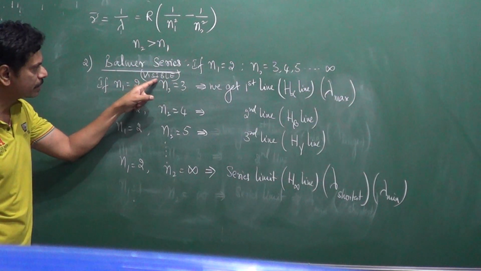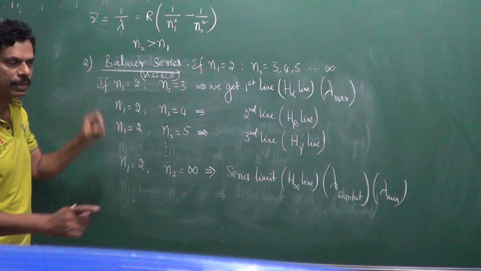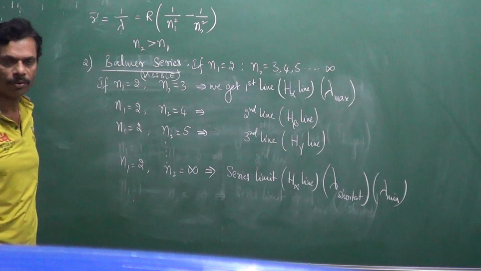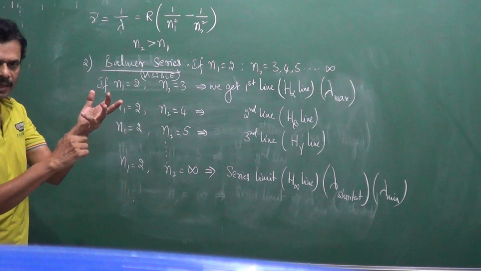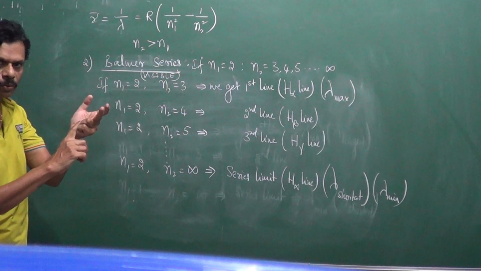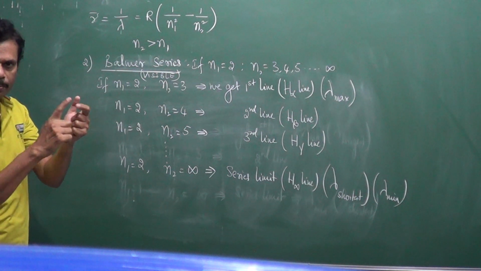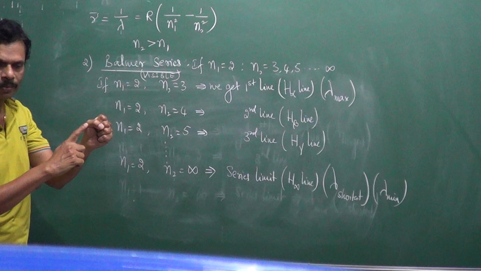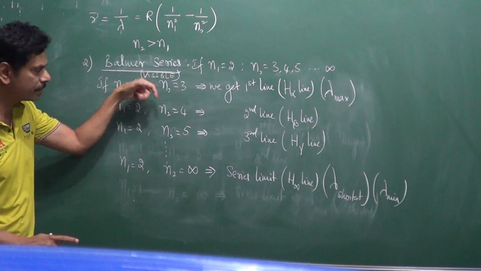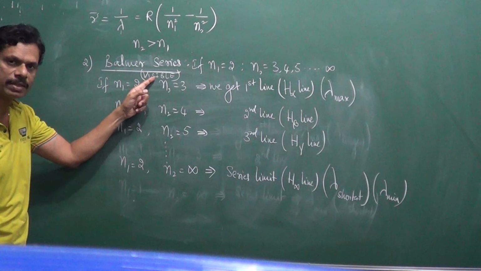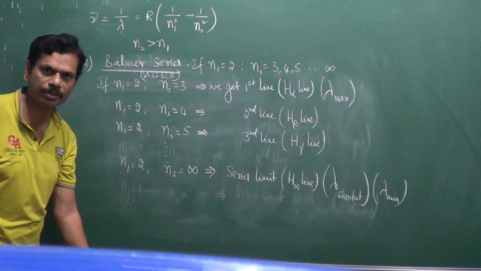What is that? Visible region. Which is the first series that was found out? We have the Lyman series and Balmer series, 2 series are over, then the Paschen series, Brackett series, and Pfund series. Out of the 5 series, the Balmer series is the first one observed, because it is the only series which comes in the visible region.